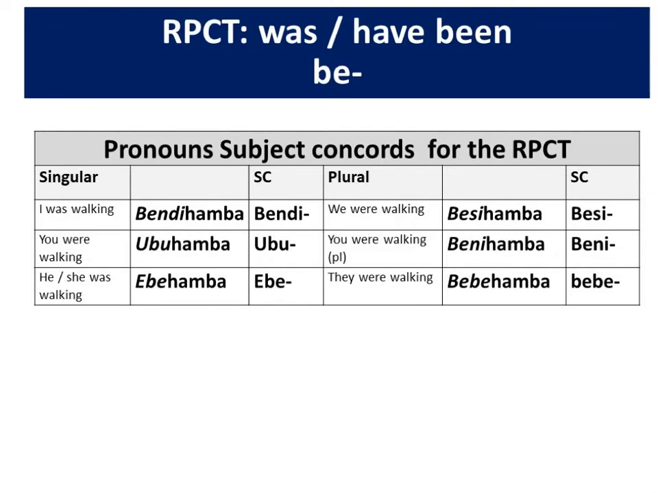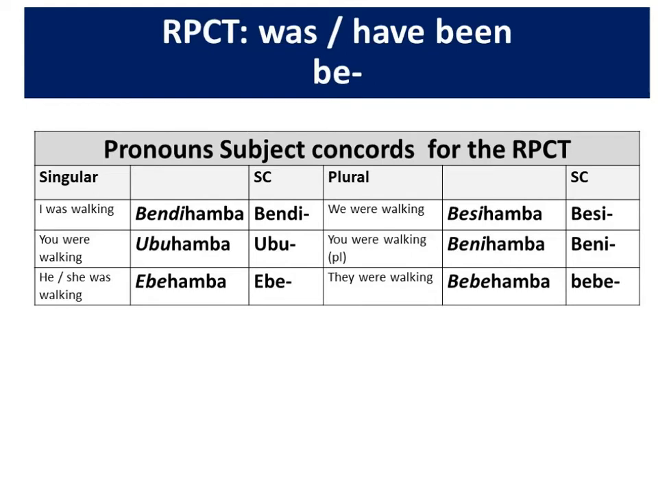Now when our subject concords start on a consonant, that's fairly easy. It literally just has be added to the front. So ndihamba would be the present tense, I am walking. I was walking, bendihamba.